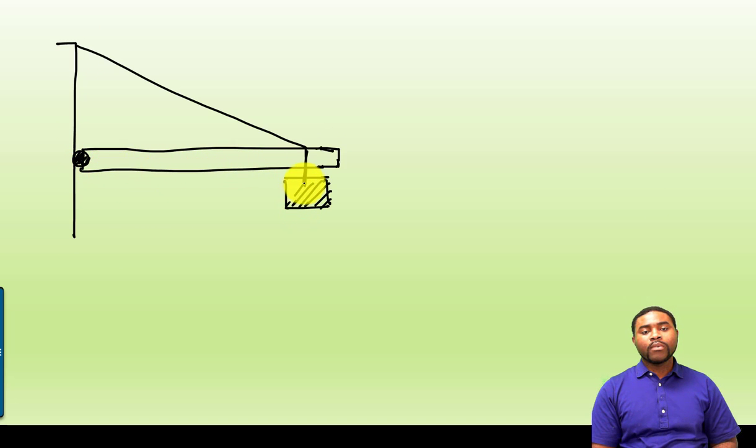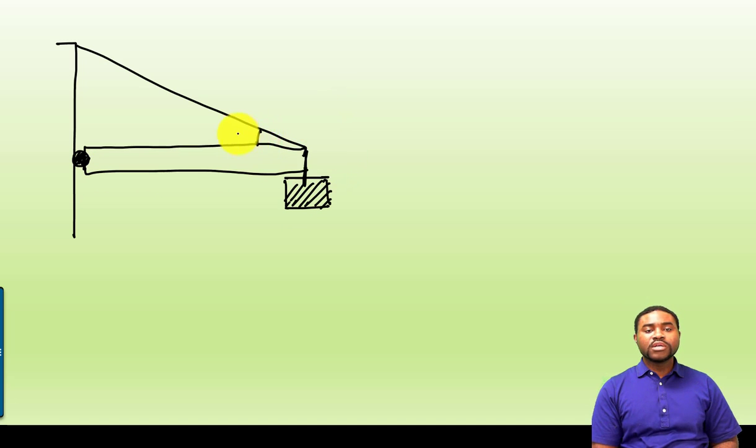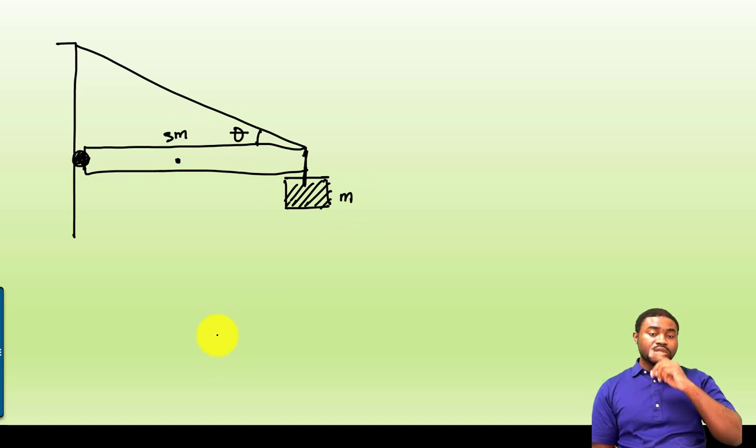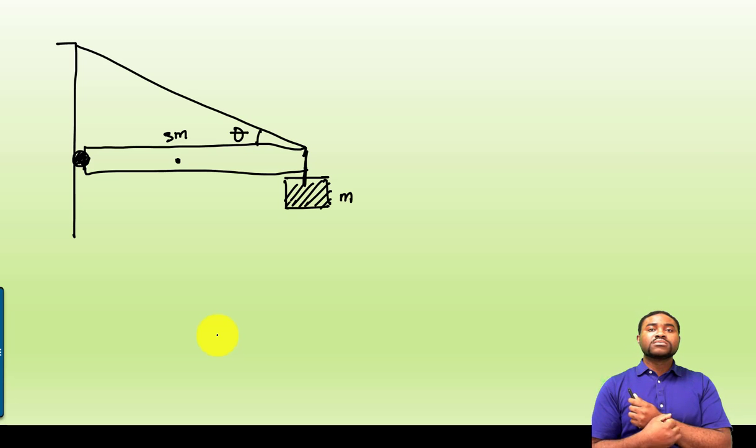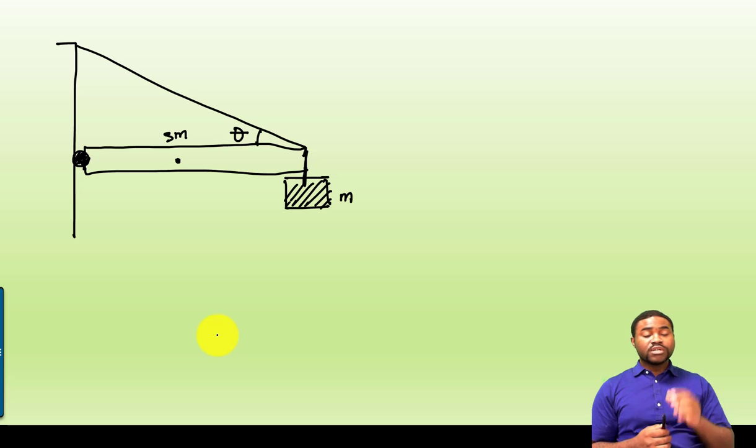Now we have an object. This is a uniform rod. Please neglect this part. It's not there. Just cut it out. This angle here is theta. The rod is of mass 3m. This is m. We need to calculate the tension in the string that will be able to sustain this system in equilibrium.